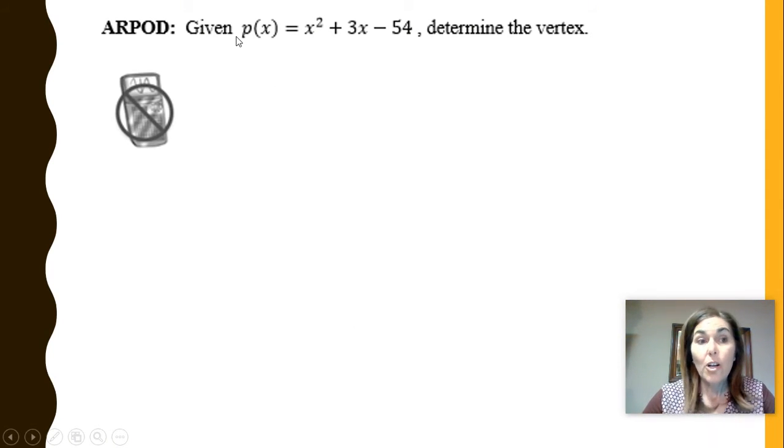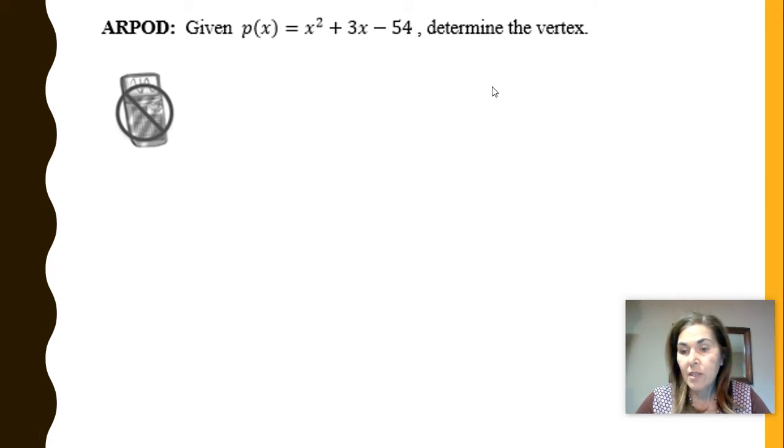All right, our pod today, algebra review problem of the day. Given a function, p of x is x squared plus 3x minus 54, determine the vertex. I encourage you to pause the video and try this on your own, and then unpause the video and you can check your answer.